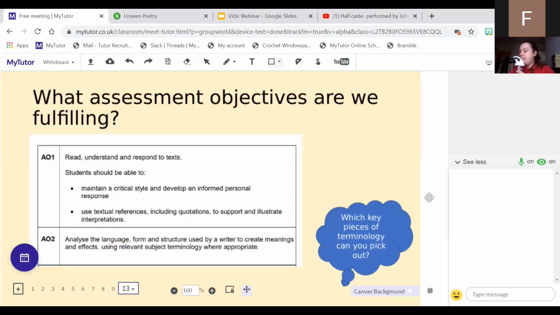So the assessment objectives that we are fulfilling. So we are looking at writers' methods and analysing language, form and structure and how they create meaning. So which pieces of terminology can you pick out that are absolutely key for what you need to be doing? So having a look at those assessment objectives we're fulfilling too. Which key pieces of terminology do you think are useful to bear in mind?